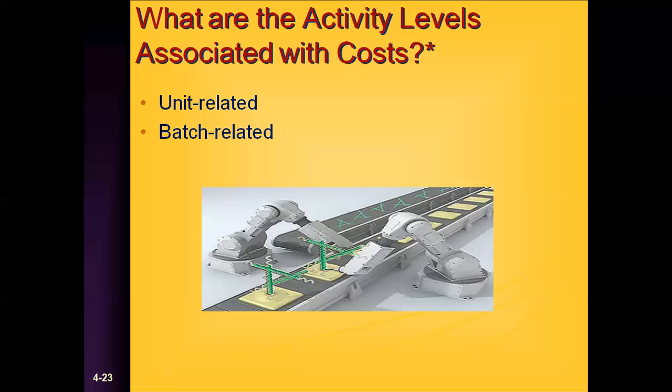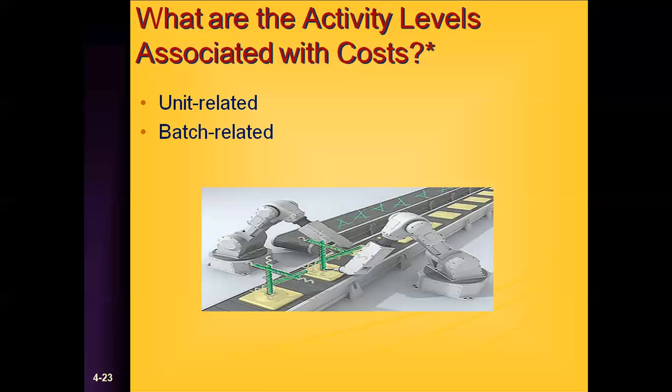And as you might expect, the word batch means a larger number of products that are part of a group or a batch. So these costs are the costs that vary with the number of batches, regardless of the number of units in a batch. So it wouldn't make any difference whether you made a batch of 100 units or you made a batch of 1,000 units. The batch-related costs vary with the number of batches, not the number of units in a batch.